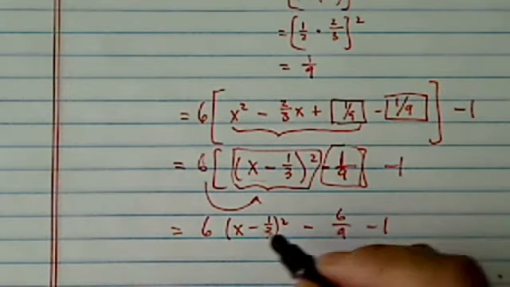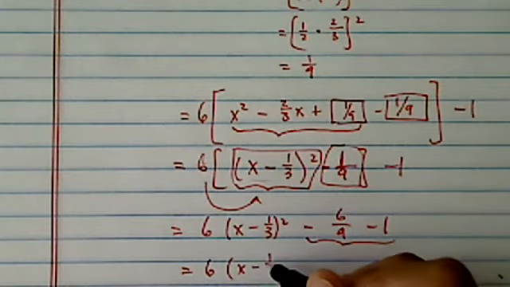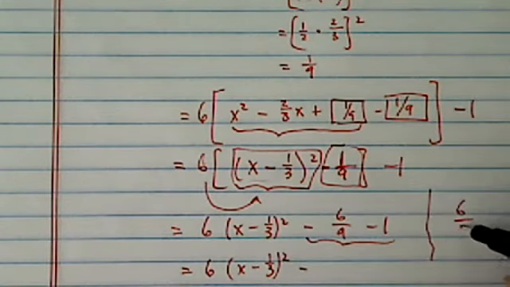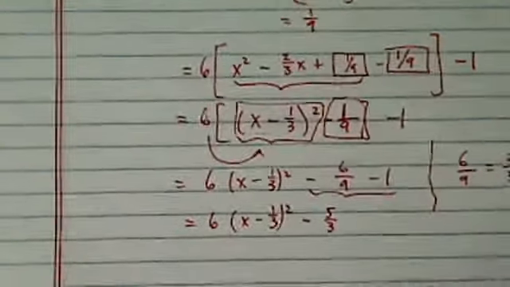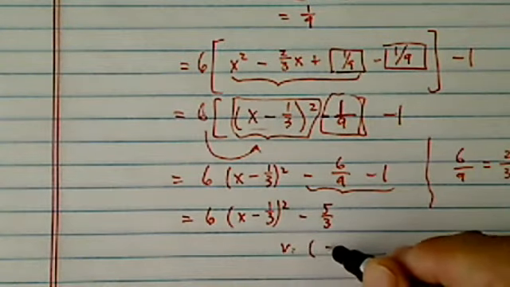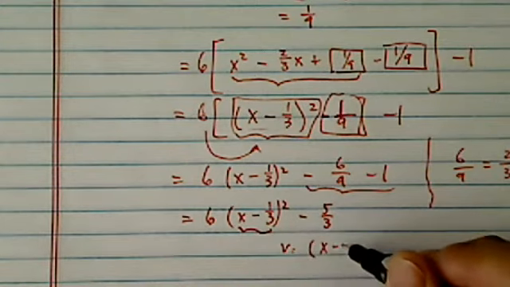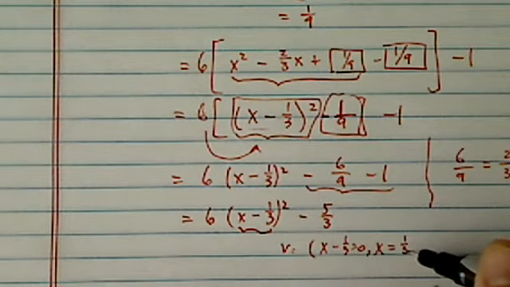For the sake of completeness, let's finish that number over here. 6 over 9 is really 2 over 3, so I have minus 5 over 3. Thus I got into my vertex form. My vertex here, even though they're not asking, you're going to set this one equal to 0. So x minus 1/3 equal to 0, that gives us x equal to 1/3.